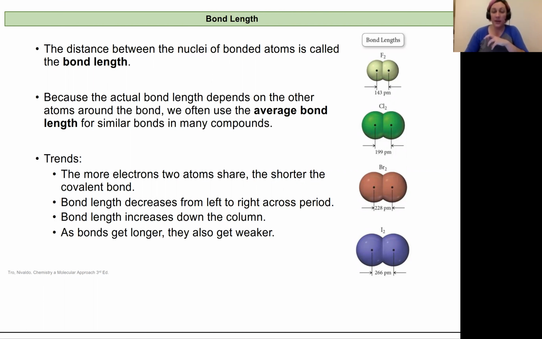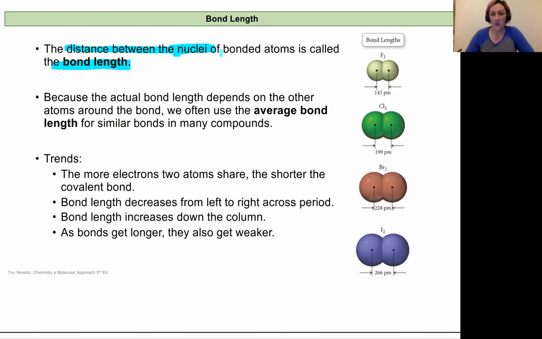Now we're going to talk about bond length, which has a lot to do with bond strength. Just like the bond energies we saw got a lot larger as we went from single to double to triple bonds, and that's more shared electrons and it decreases its size. So in a covalent bond, the distance between the nuclei of the bonded atoms is called its bond length. So it's that distance between the nuclei that is the key part.